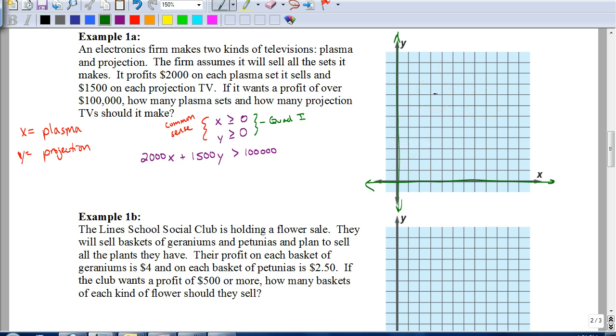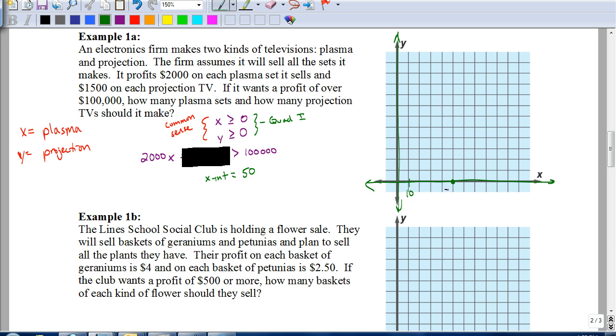But let's look at this other inequality. This is in standard form, so I want to find the X and Y intercepts here. My X-intercept is going to be when Y is 0. If I cover up the Y, I can focus on the X-intercept. To find it, I divide both sides by 2,000, which gives me an X-intercept of 50. So I'm going to count by tens. I'll put that down here so I know that I'm counting by tens. So 10, 20, 30, 40, 50.